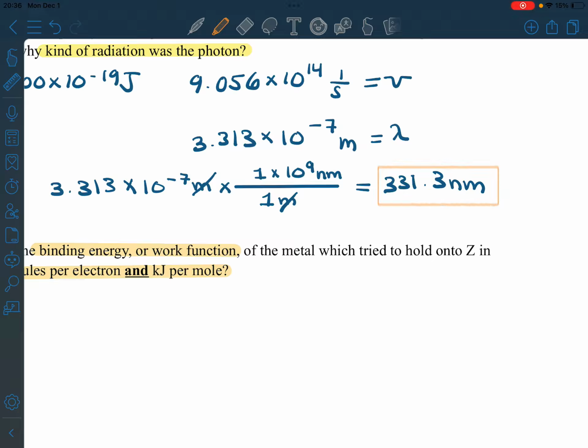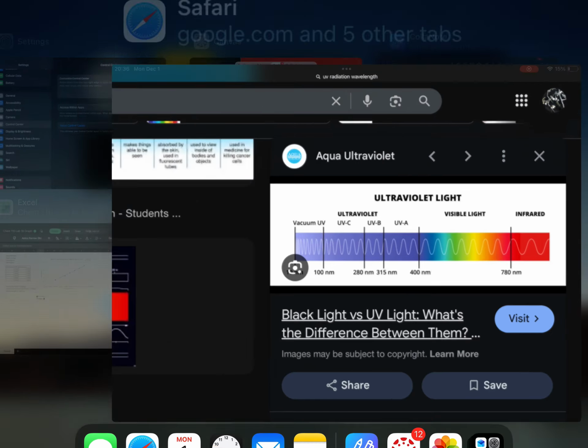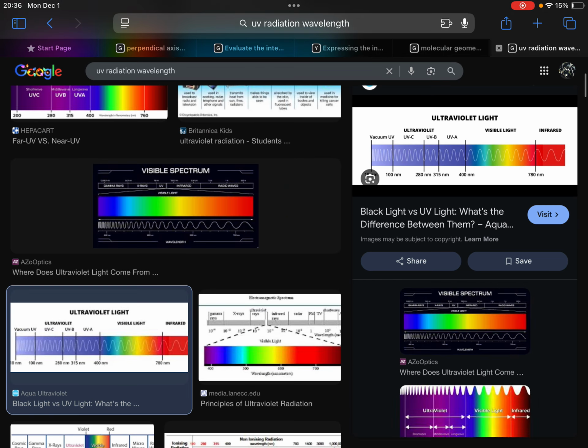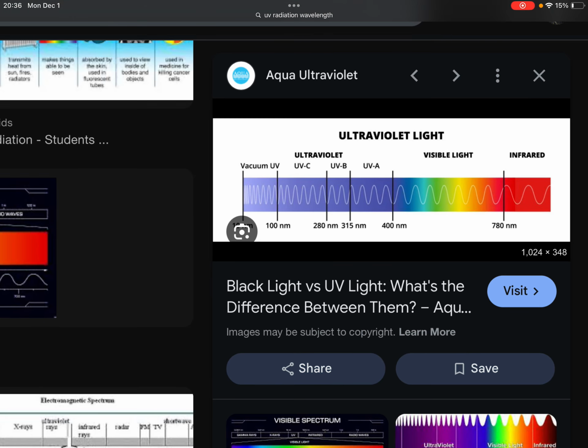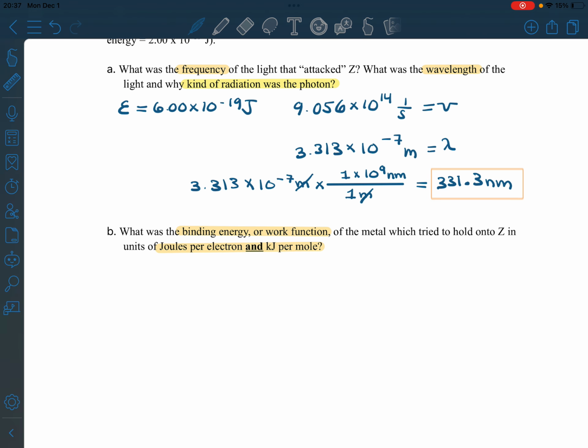We were provided a wavelength radiation spectrum diagram on the equation sheet, so you could look at that and try to figure out what category this falls into. But just for the sake of this demonstration, I'm going to pull this up. Oops, my picture went away. Okay, and you'll see that because our value is around 330, it falls into the ultraviolet category. So this makes this ultraviolet.